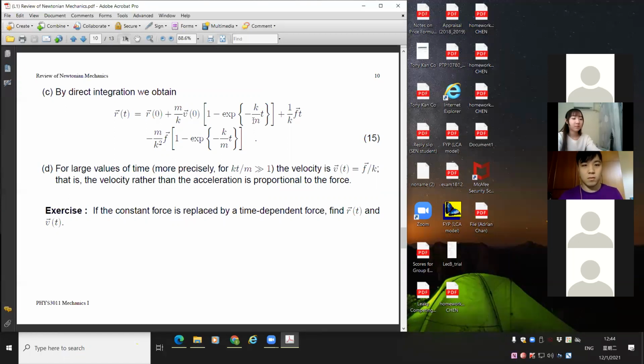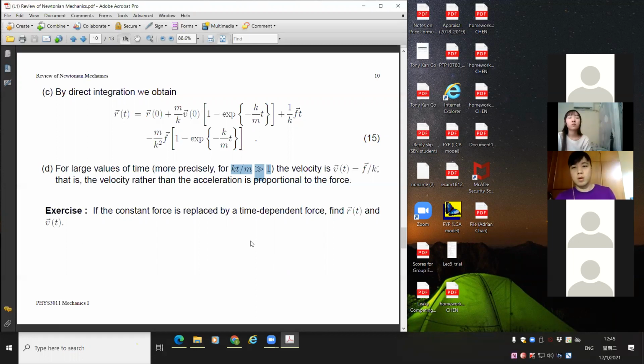So for large values of time, that means kt over m much larger than 1, the velocity is equal to small f vector divided by k. That means finally we reach a terminal velocity. Now, when we say large or long period of time, this is the condition to quantify a long period of time. Why is it so?